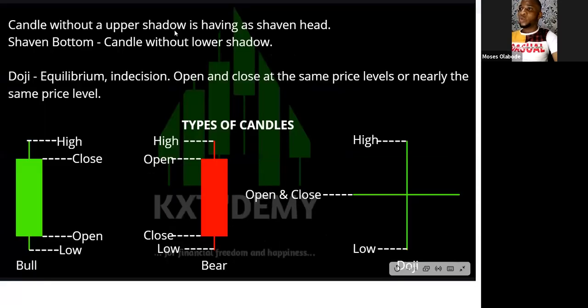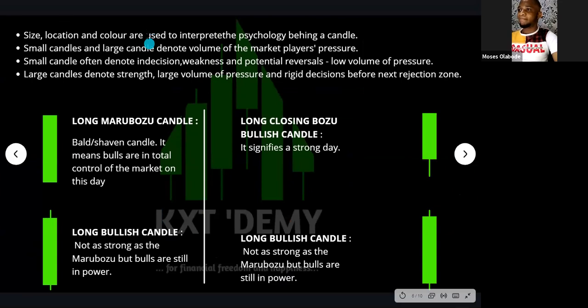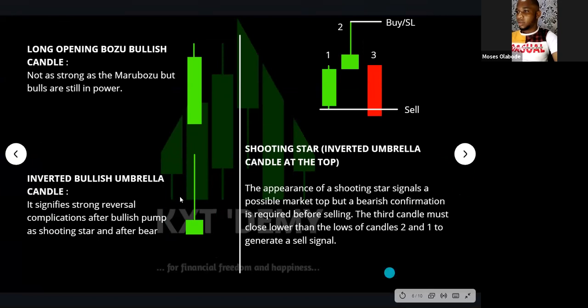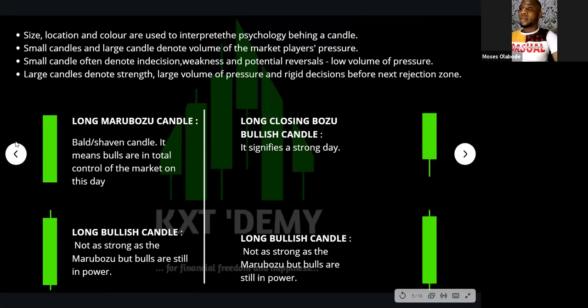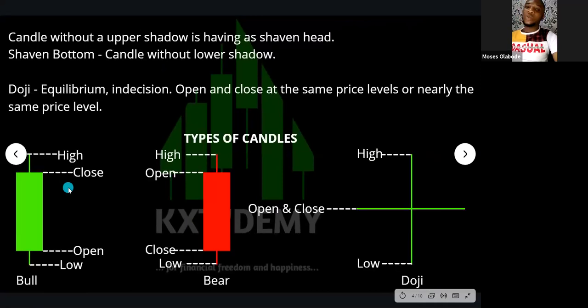Okay, so we stopped at this angle. All right. So yesterday we stopped at the types of candles. That is the bullish candle, which opens at the bottom and closes at the top. And then we talked about the next one. That is the bearish candle. It's called the bear. Bulls represent buyers and bears represent sellers. So when the market is crashing, of course, it's on a bearish tone. And when the market is rising, it's on a bullish tone, okay?